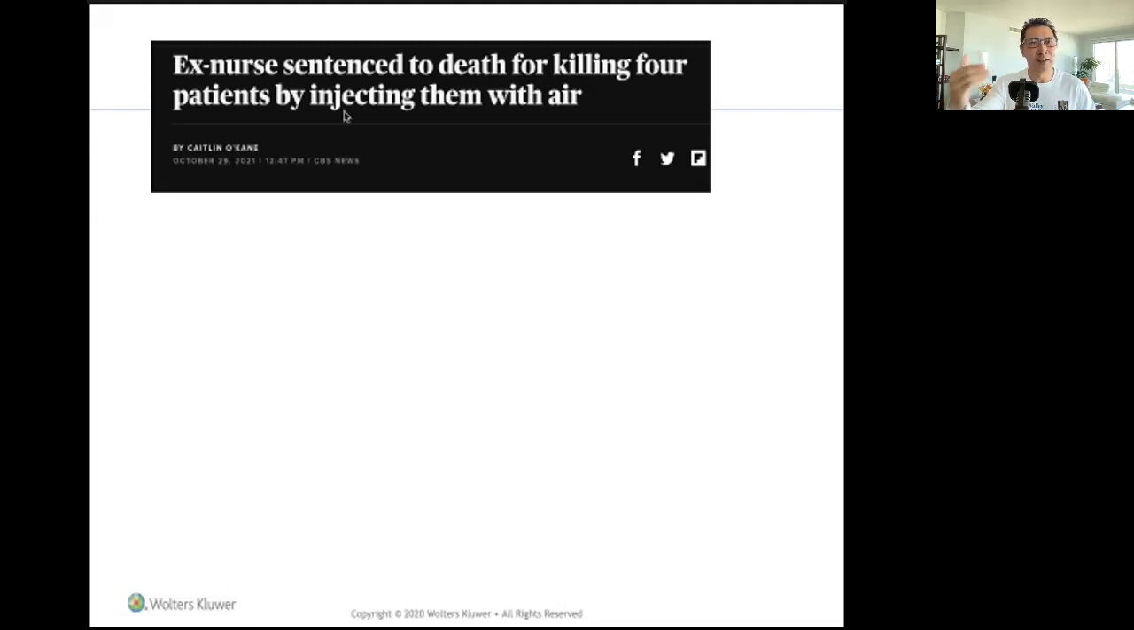And when you get to your skills lab next semester, they're going to show you how to get rid of the air when you're injecting something, which is because, as you can see, it's vital.